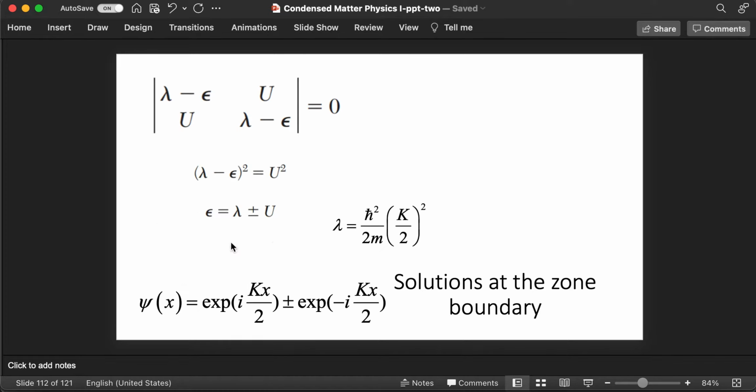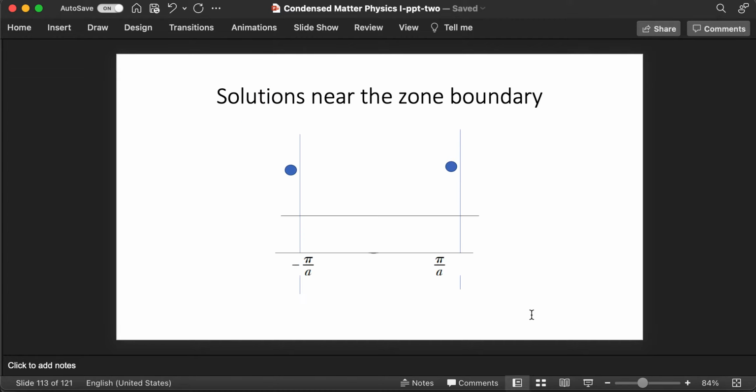So at the zone boundary, the energy does not have the form of a simple free electron. It now has two values, lambda plus u and lambda minus u, and the corresponding wave function for this you can easily show to be this, which is basically a set of standing waves. So that's the solution exactly at the zone boundary, and those are the two standing waves I have just mentioned with the different charge densities.